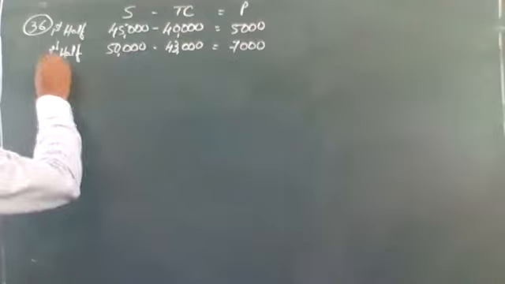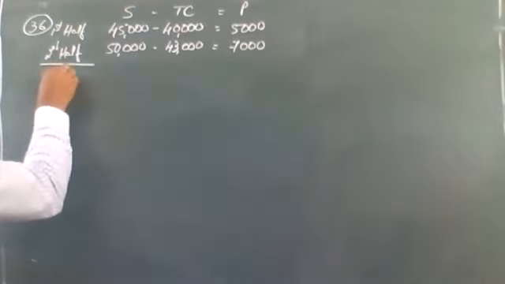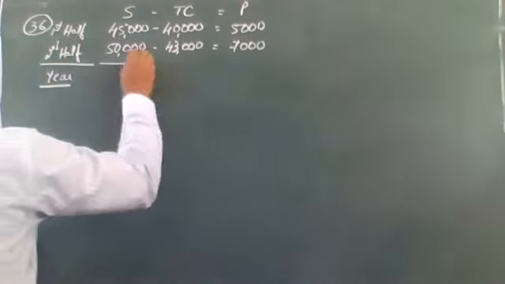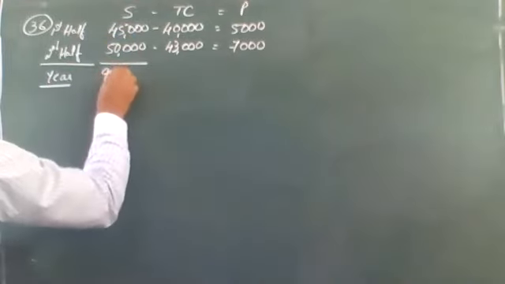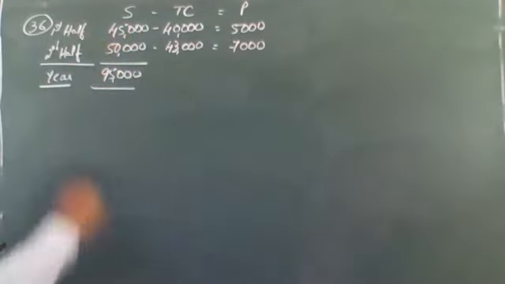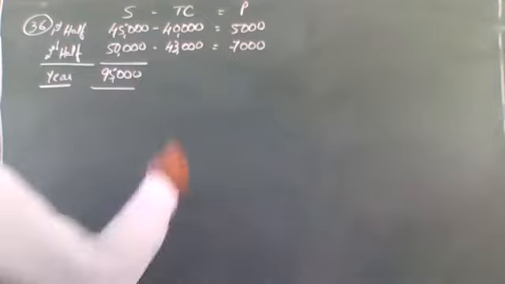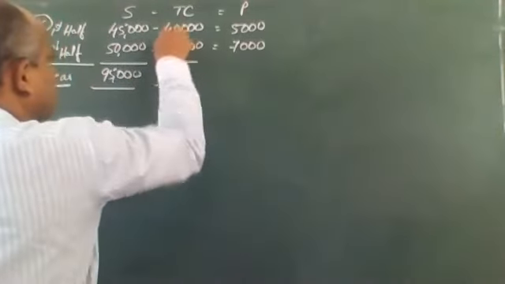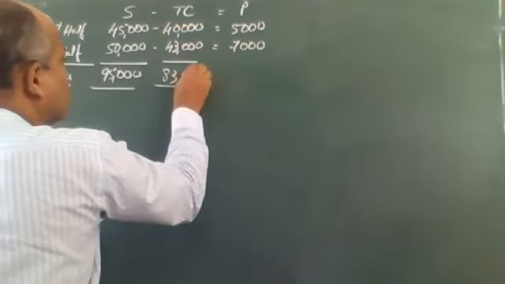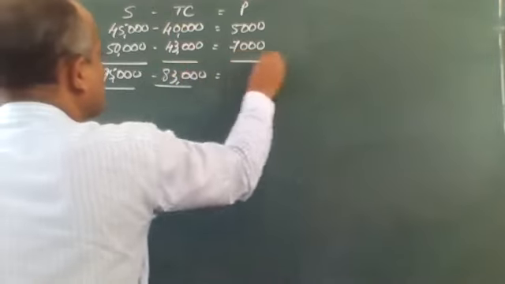Now, this is first half and second half. For the year, sales is 95,000. You agree with me? 45 plus 50. The sales is 95,000. For the year, cost is 40 plus 43, 83,000. So total sales minus total cost gives me total profit.